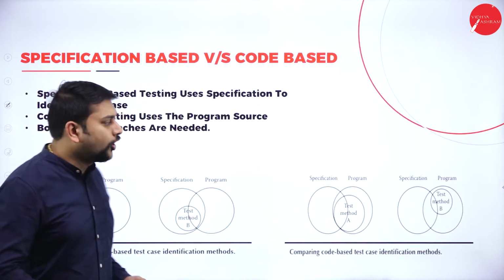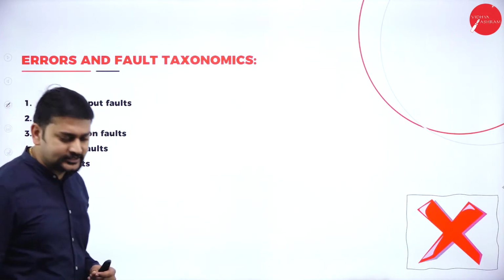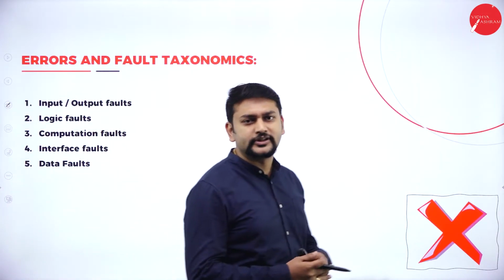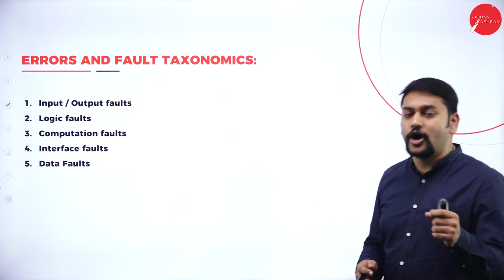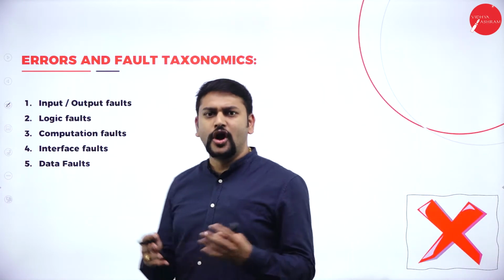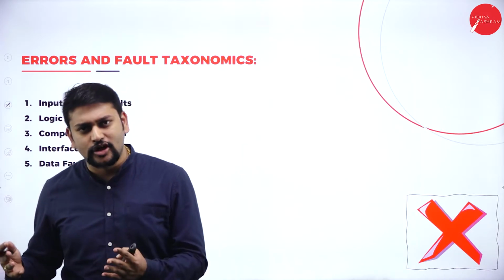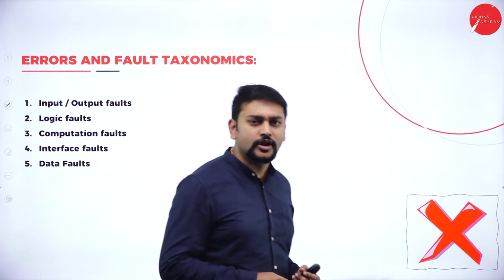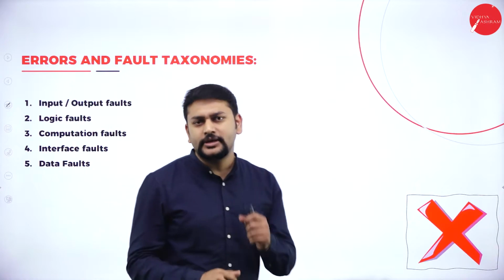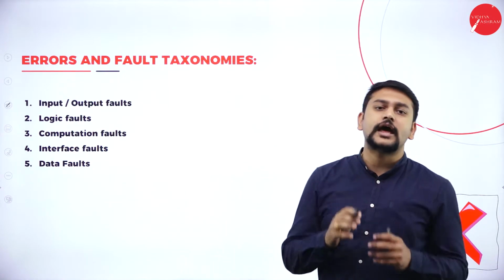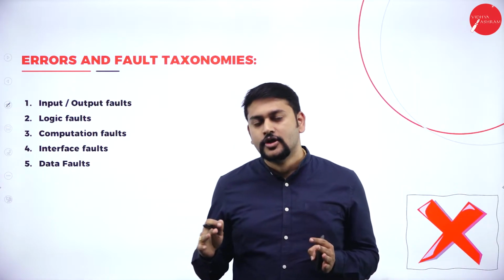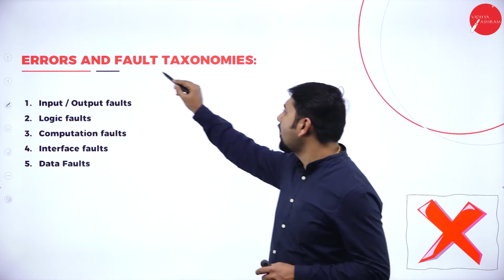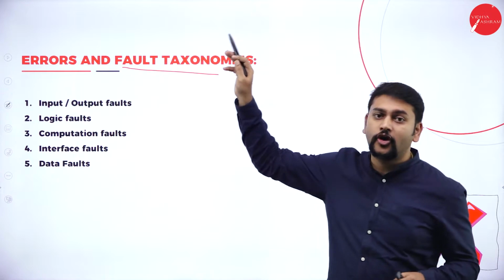So fine, moving on to the next important thing. What exactly is the next topic that I have? The next topic is errors and fault taxonomy. So you all know what exactly an error is and what exactly a fault is. What exactly is taxonomy? Please understand taxonomy in the sense of classification. So what am I trying to classify? I'm trying to classify the faults.